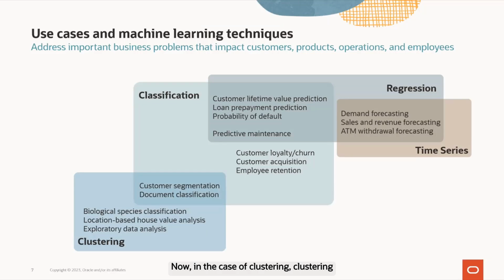Now, in the case of clustering, clustering is one of those unsupervised learning techniques. And the idea here is to find the natural groupings of records or entities in our data. Some of them might be customer segmentation, right? We talked about that earlier, where we want to identify natural groups of customers so that we can more effectively target marketing messages to them, or do document classification, or even just exploratory data analysis to understand what some of the natural groupings within the data that we're working with are.